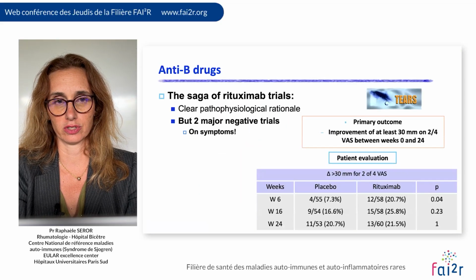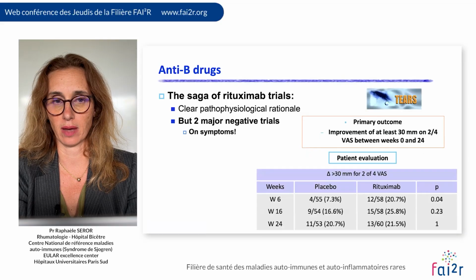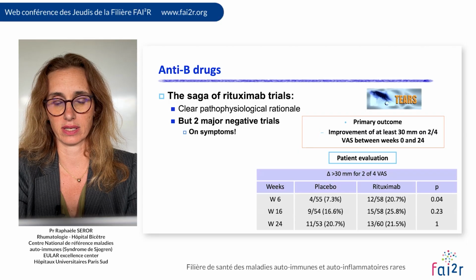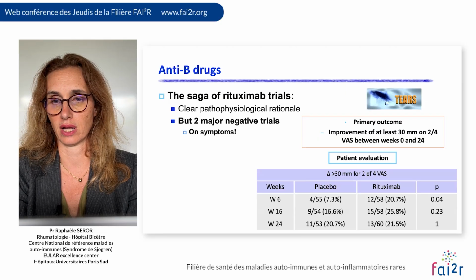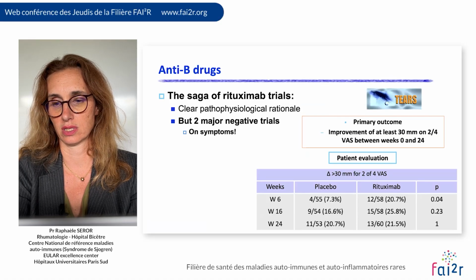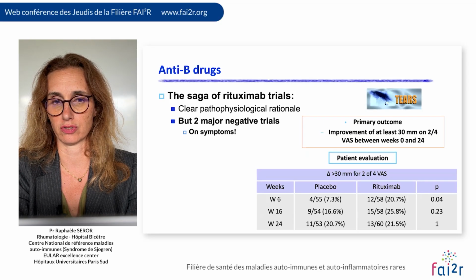So what are the other available agents? Rituximab. But we know that for rituximab, even though we have experience in practice and some open-label trials with positive results, there are two major negative trials. The first one, run in France, included patients with a high level of symptoms and evaluated the efficacy of rituximab on VAS for pain, dryness, and fatigue. And using these criteria, there was no effect of rituximab.